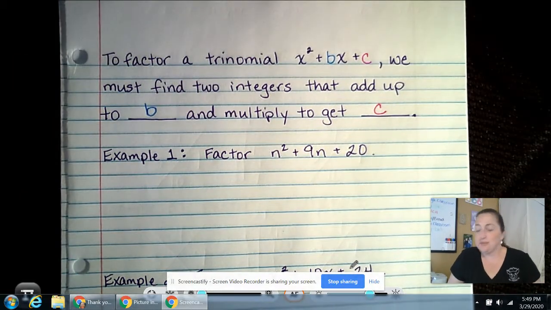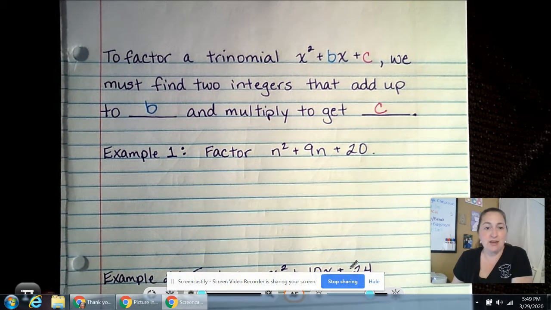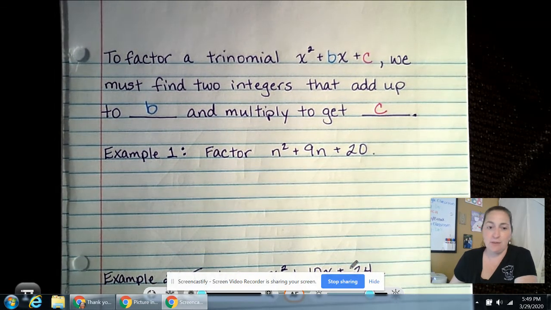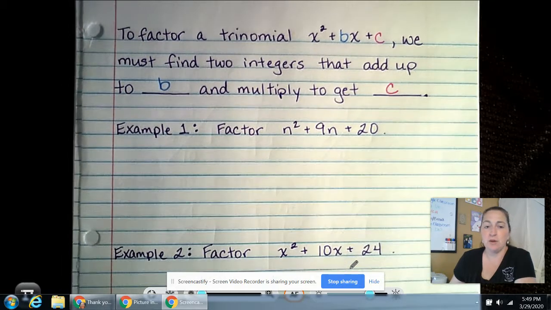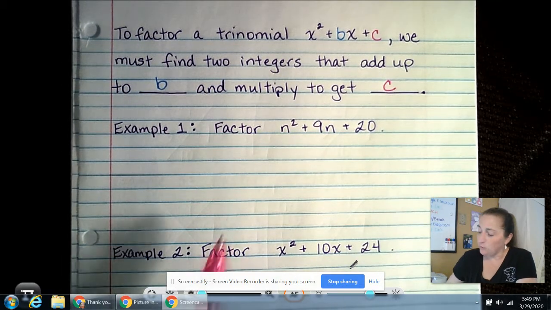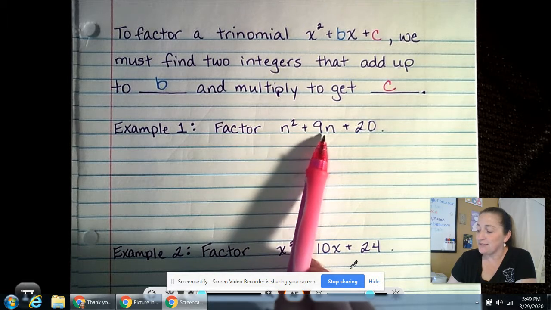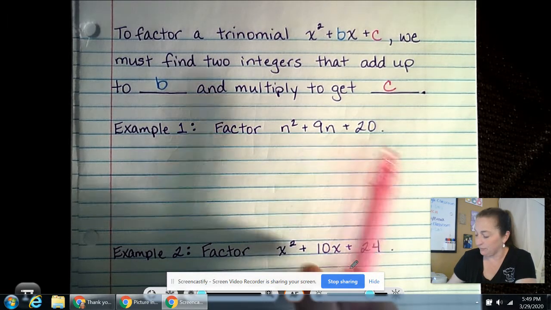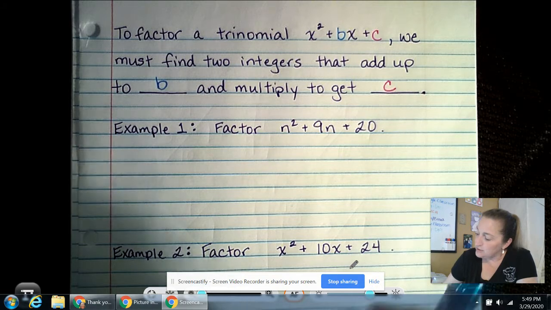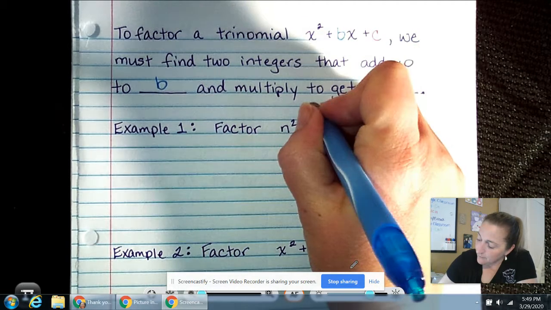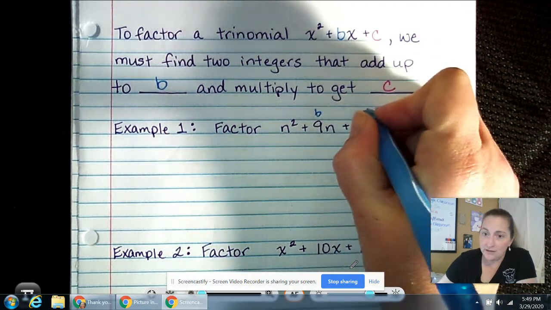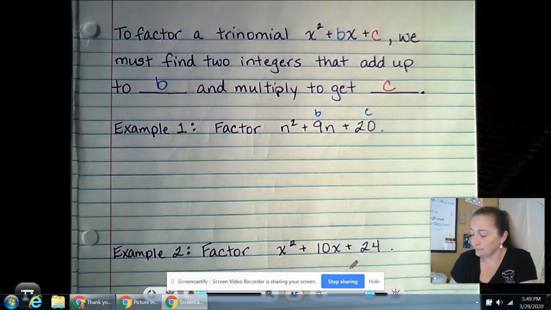Okay, so that's the rule on how we factor trinomials, but I think that'll make a little more sense when we actually apply it to a couple of examples. So example 1, we are going to factor n squared plus 9n plus 20. So our b is 9 and our c is 20.